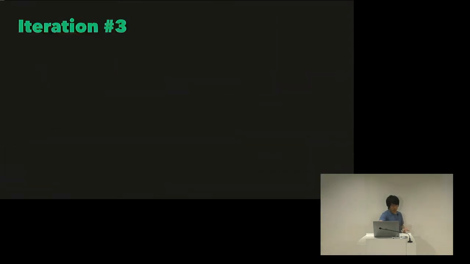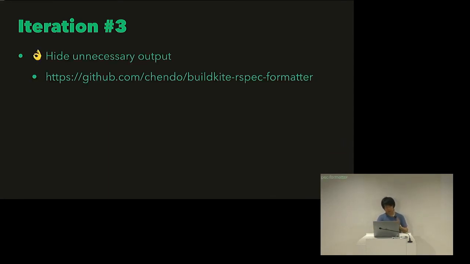So for the third iteration, the other goals that I've mentioned are still in effect, just with added goals now. We hit the unnecessary output. If you don't use Buildkite, this is probably not as useful to you. I'll show you what this looks like in a second, but it collapses all the output for the tests that passed. So you only see the output for the tests that failed, and you don't have to scroll through the massive backlog.